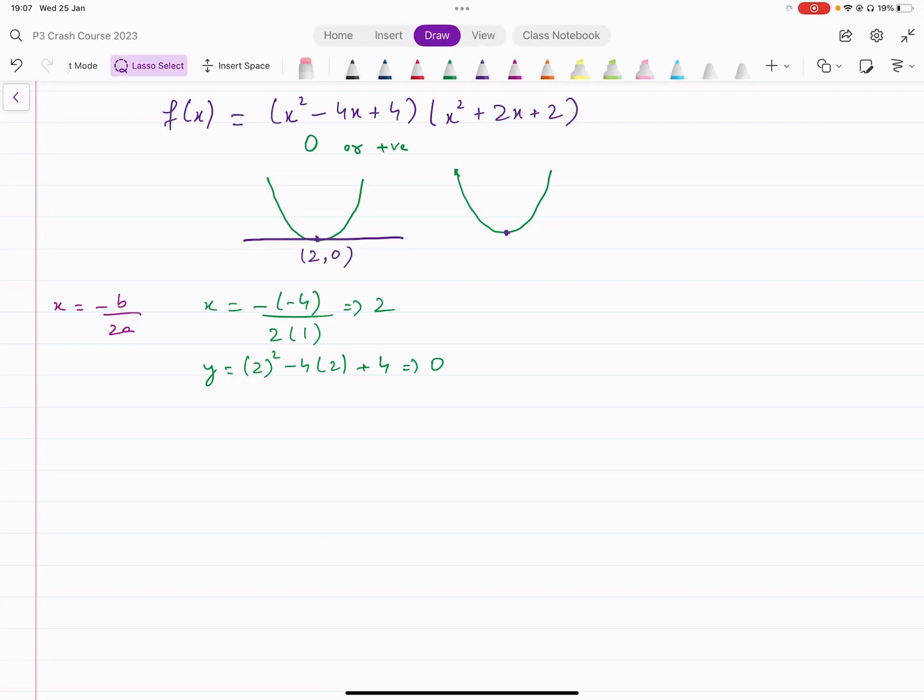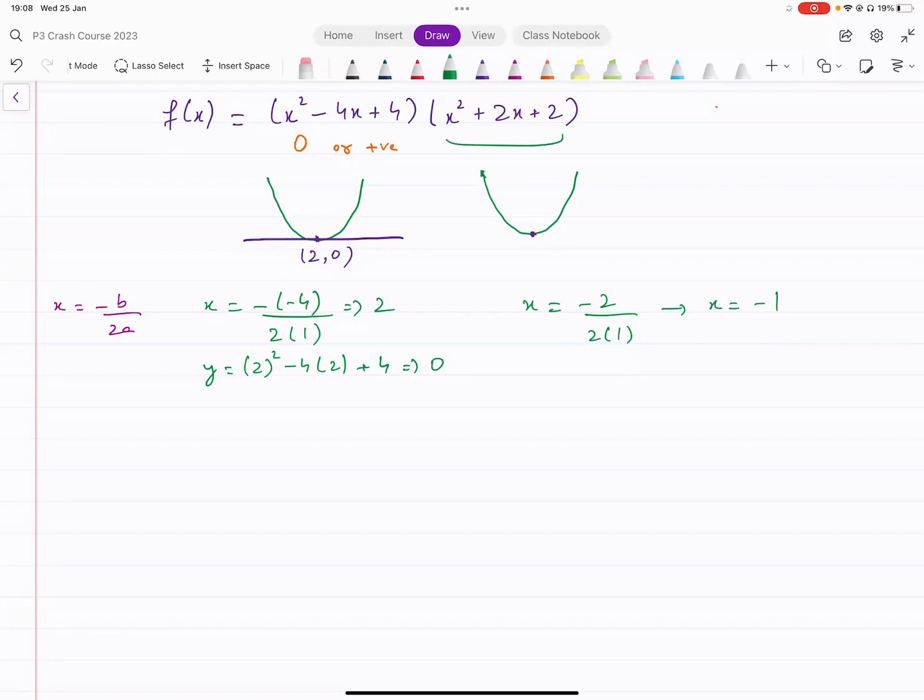Okay. Let's look at the other factor now and think about what's happening to that factor. So we have figured out this is 0 or positive, because it's just touching the x-axis, or it could be positive. Let's look at the other factor, x squared plus 2x plus 2. Let's do the same thing on that as well. x equals minus b over 2a, so that's minus 2 over 2 times 1. That gives us x equals minus 1.